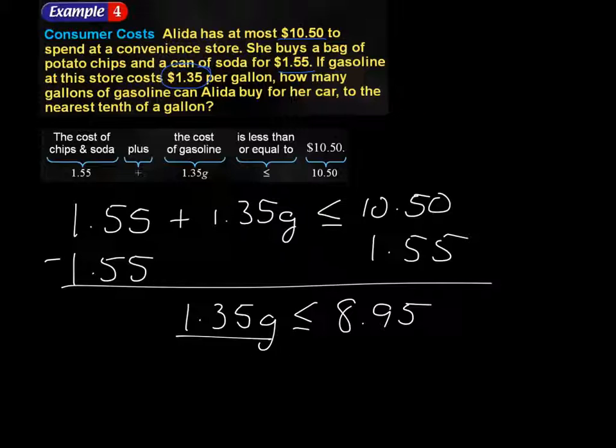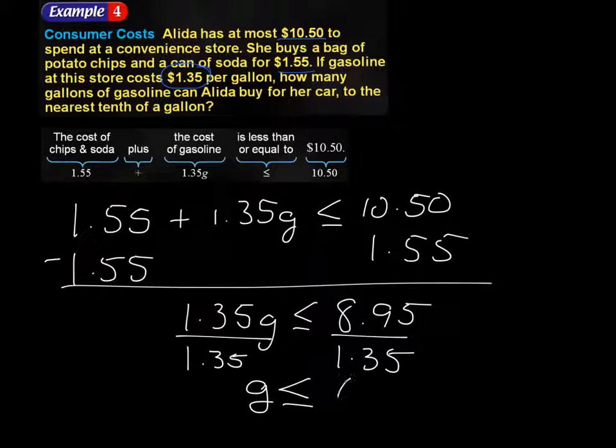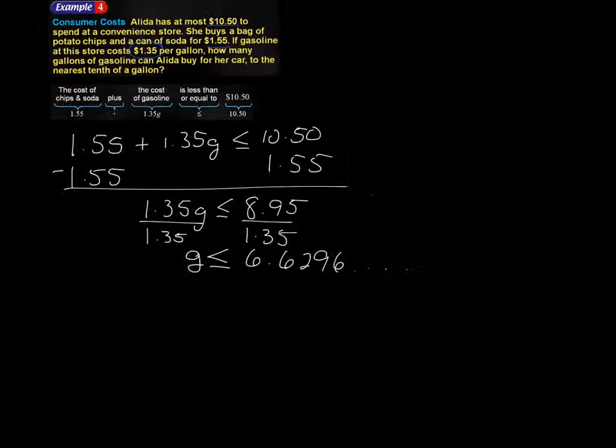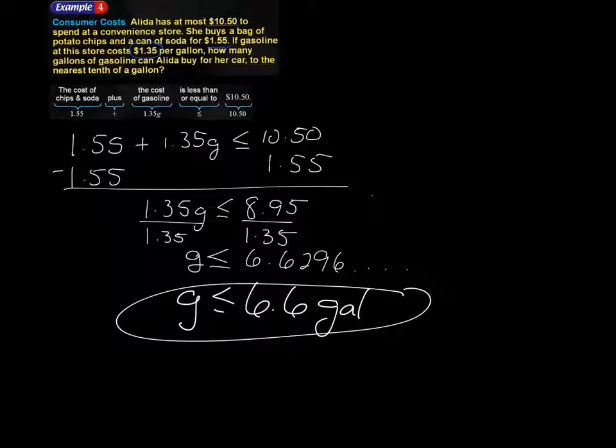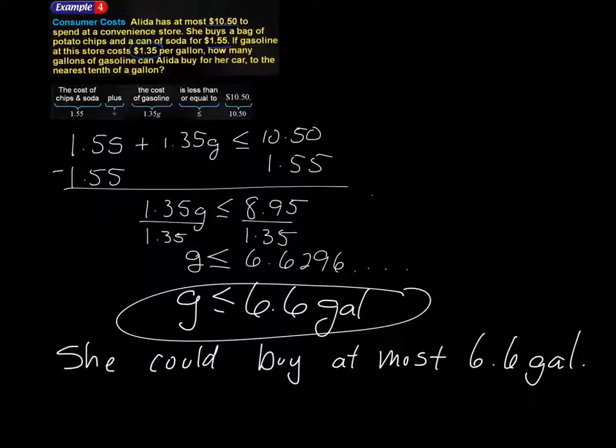I'm going to divide both sides by 1.35. We don't need to worry about reversing the inequality because we're dividing by a positive. So we have G is less than or equal to, and on my calculator I have 6.6296 and so on. They said to round to the nearest tenth of a gallon, so it would be 6.6 gallons. Nice sentence summary: she could buy at most 6.6 gallons. She could buy 6 gallons, she could buy 1 gallon, but she can't buy 6.7 gallons.